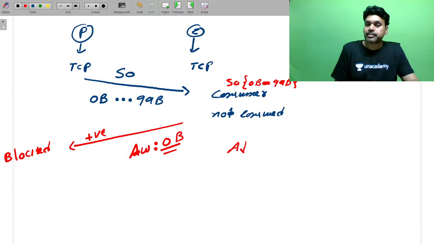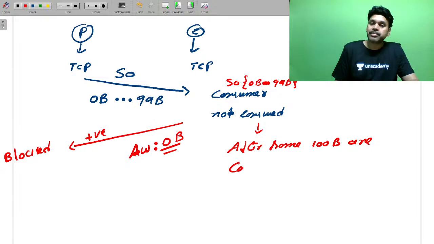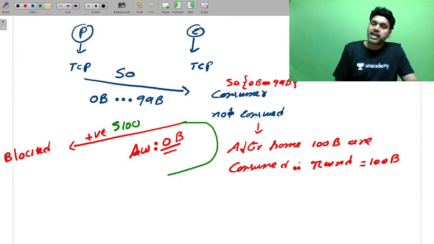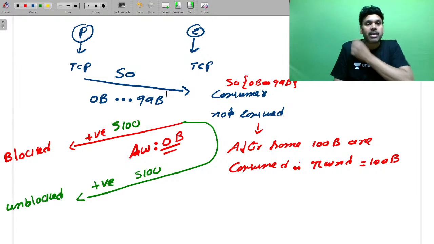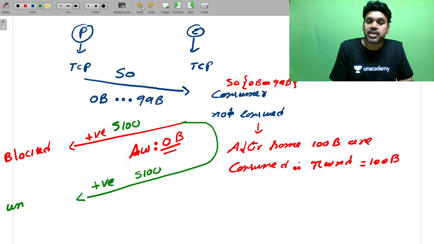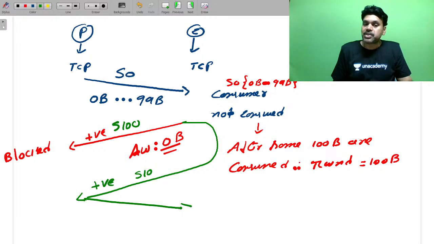After some time at the receiver, 100 bytes are consumed. Therefore the receiver window got space of 100 bytes. Now what will happen? Again he will advertise with the same number to wake him up. Because of that segment you are under blocking only. As soon as you receive this, he is going to be unblocked. It's a normal situation. But here I want to provide a different situation. What is that? This segment is lost.